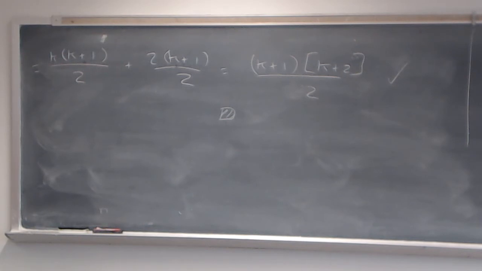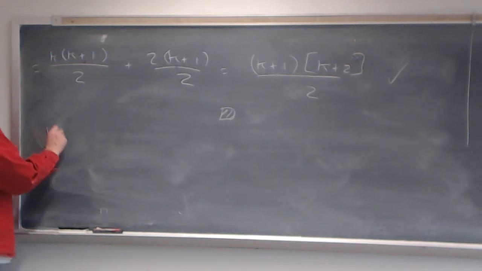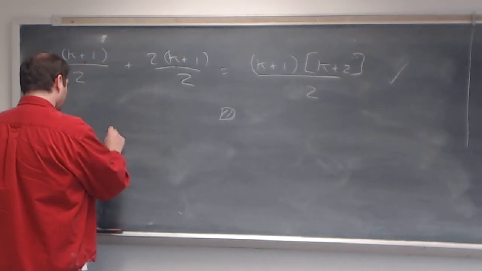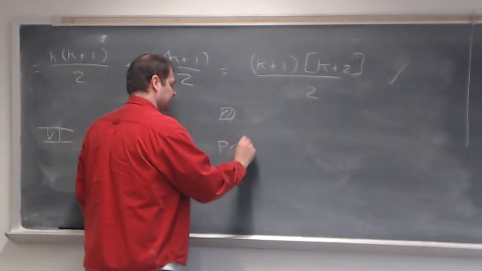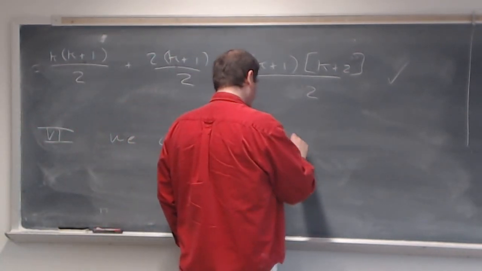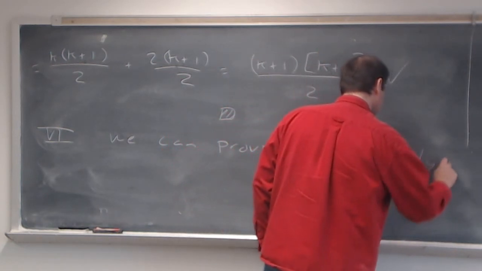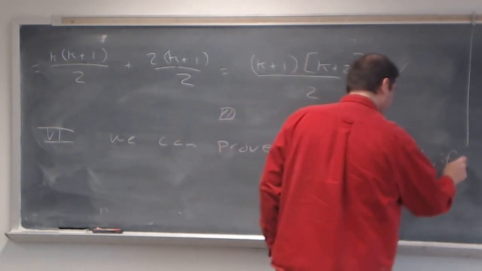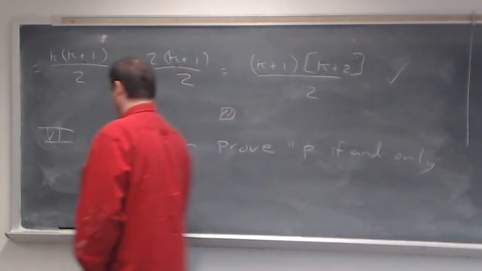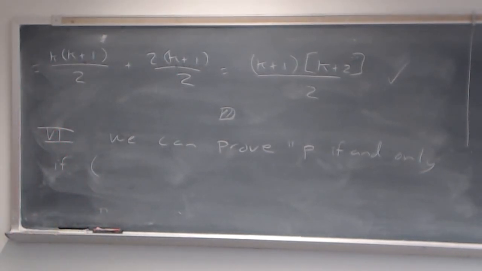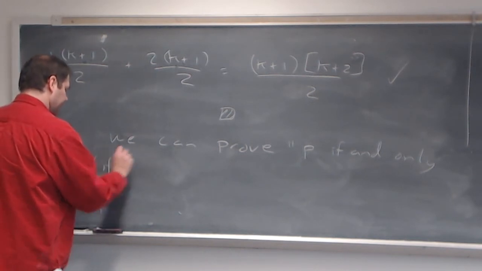There's one more type of statement I want to address. I think it's the seventh one. I'm not going to do an example of it. They're going to come up in class. But I just want to translate what we have to do. We can prove P if and only if Q. Look, we mathematicians don't write out the words if and only if. We abbreviate, and the abbreviation is IFF.